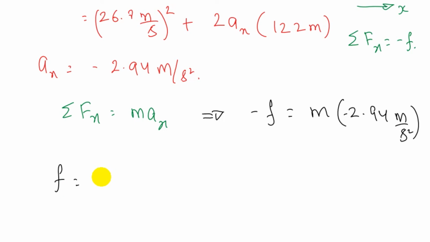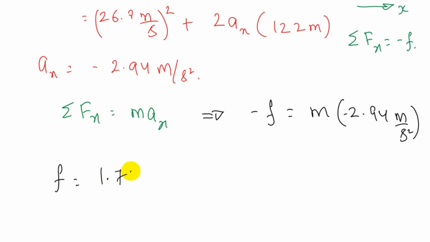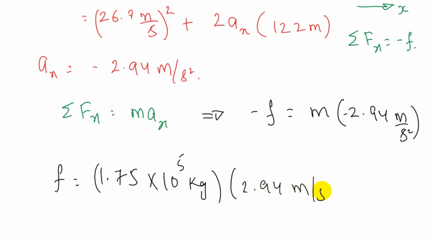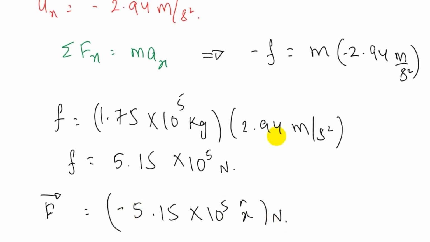So the mass for the aircraft, we are given to be 1.75 times 10 to the power 5 kg. The acceleration is 2.94 meter per second squared. Now from here the retarding force, this is basically the magnitude, comes out to be 5.15 times 10 to the power 5 Newton. And if you wish to write the force in vector form, this force would be equal to minus 5.15 times 10 to the power 5 x cap, and the unit would be in Newton. So this would be the required answer.